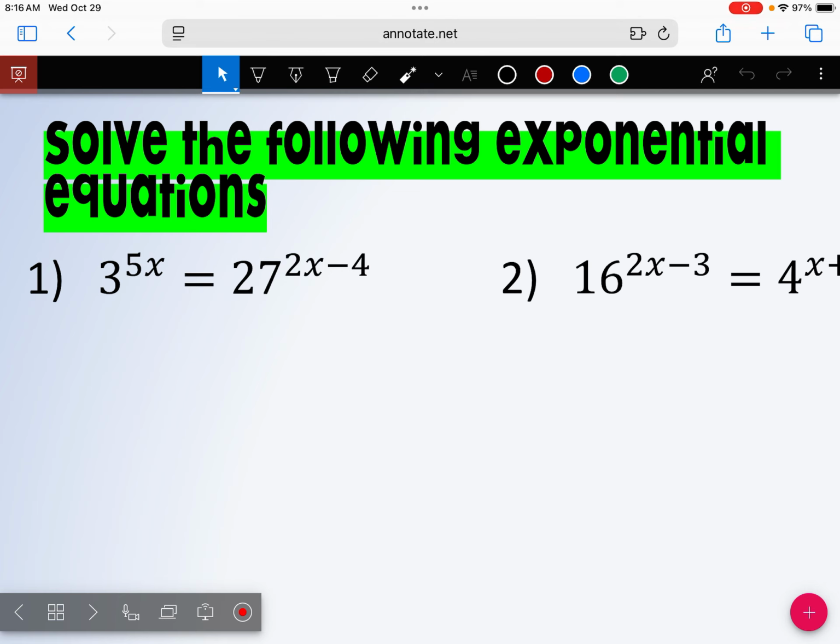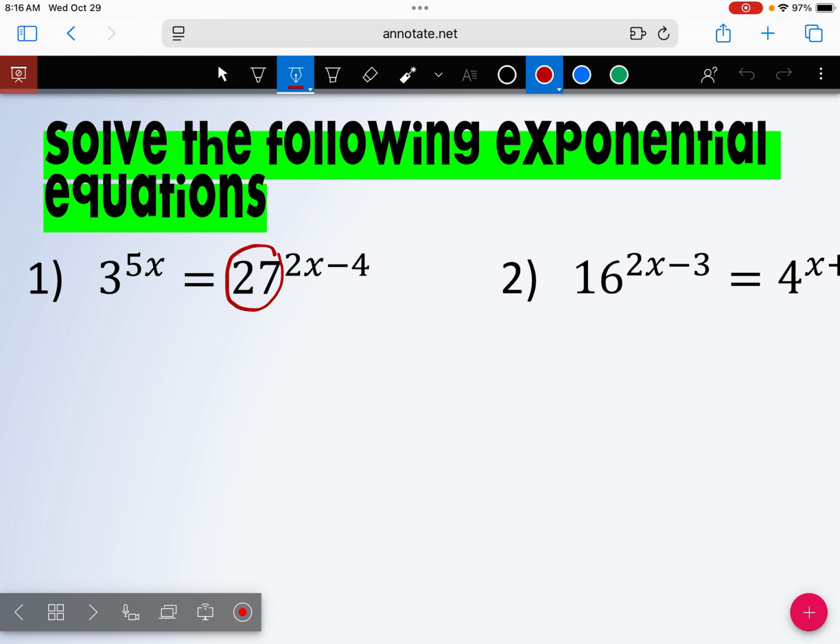Okay, so the key here is we have to come up with the same base. All of the questions we do on this quiz can be written with the same base. After the quiz, we'll talk about what if you can't write with the same base. But all of these can be rewritten with the same base. So 27 can be written with a base 3.